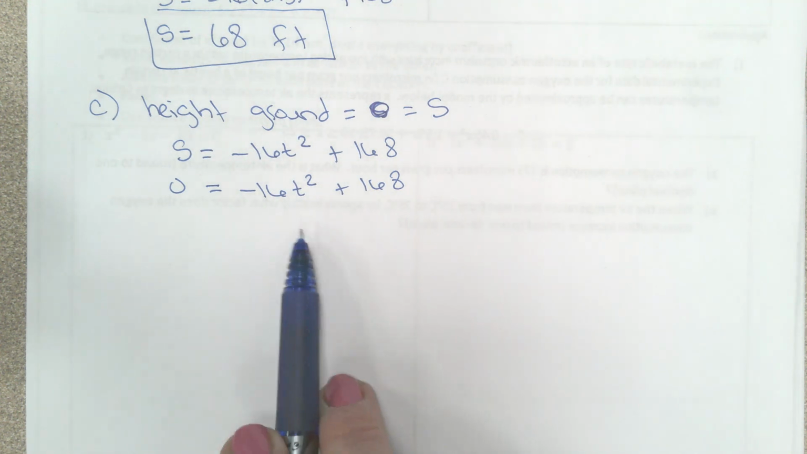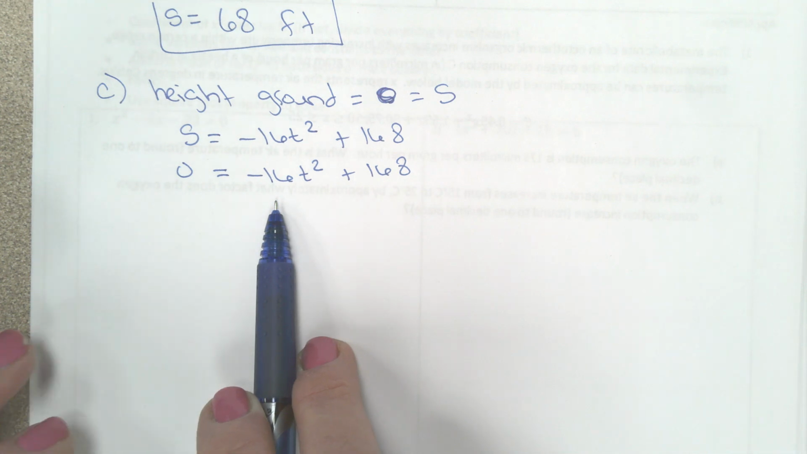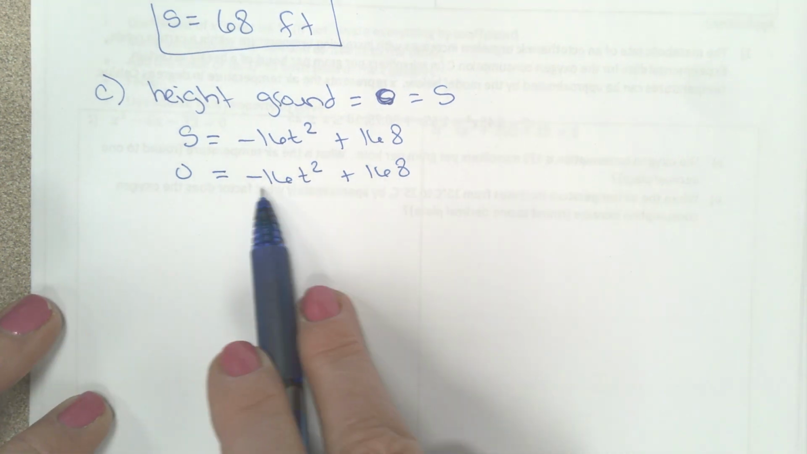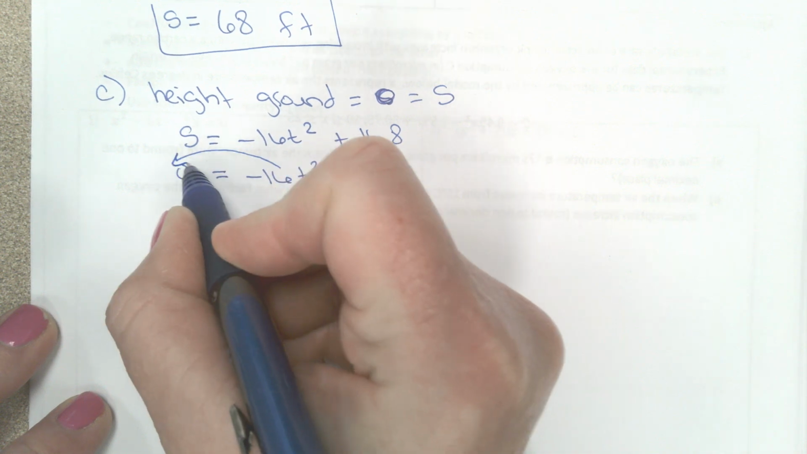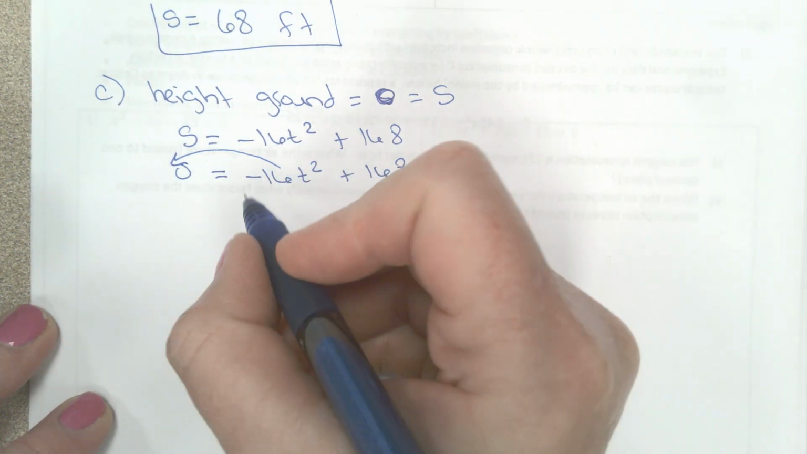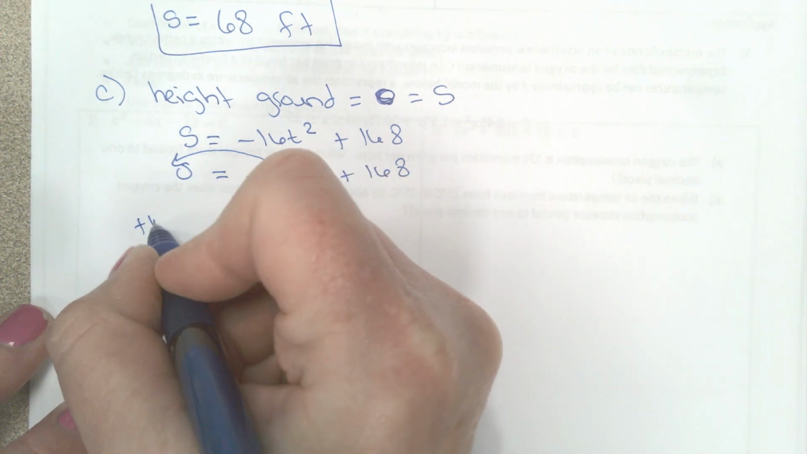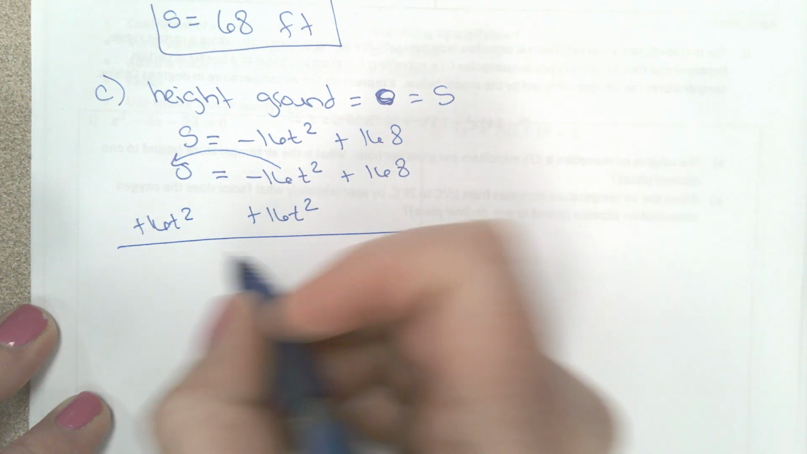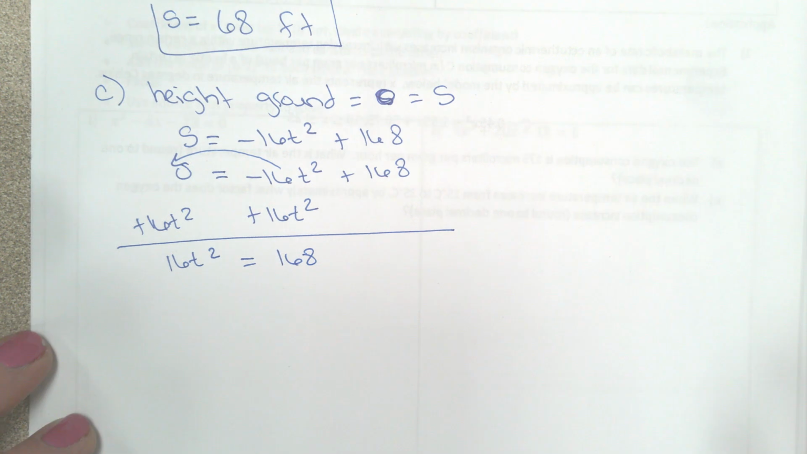You could run the quadratic formula. You probably don't want to factor it. But I do just have a squared and a plain old number. I'm going to send the t squared term to the other side. So I have 16t squared equals 168.